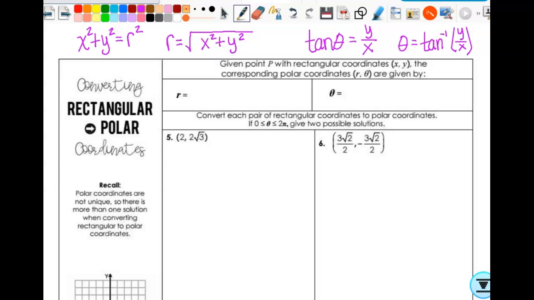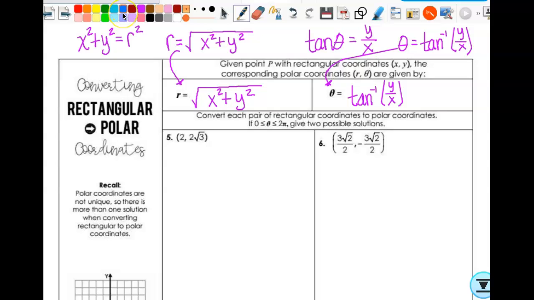Okay. So it says, given a point P with rectangular coordinates. So I have x, y coordinates. X and y is something that I know. I want to find the polar coordinates, so I need r and theta. This is how I find r. R equals the square root of x squared plus y squared. And theta equals the tangent inverse of y over x. Okay, everybody okay with all that?